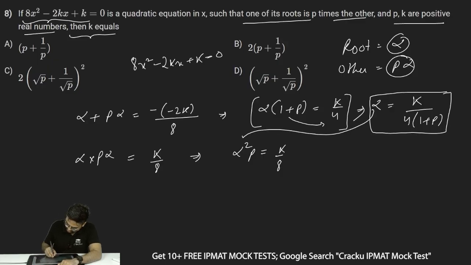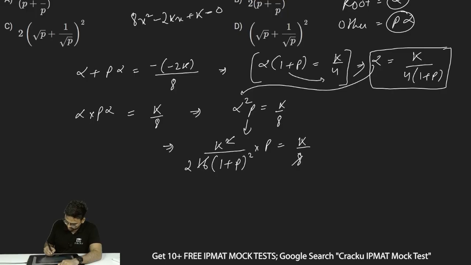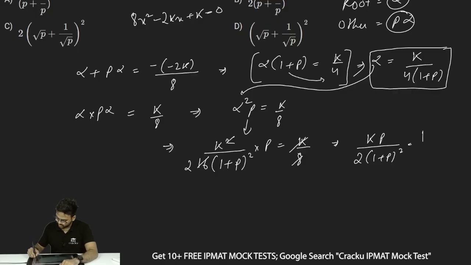Now this alpha value I'll substitute here. So what will happen? This will be equal to k square upon 16 into 1 plus p whole square, and this p will come as it is, is equal to k upon 8. Now this gets cancelled, this will be 2, and this k is also cancelled. The right hand side k is cancelled as well. So I can write, kp upon 2 into 1 plus p whole square is equal to 1.